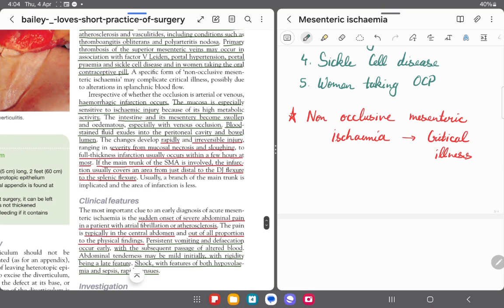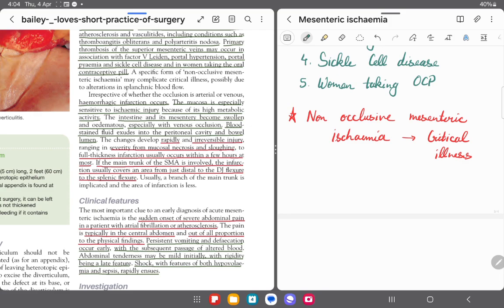Irrespective of whether the occlusion is arterial or venous, hemorrhagic infarction occurs. The mucosa is especially sensitive to ischemic injury because of its high metabolic activity. The intestine and its mesentery becomes swollen and edematous, especially with venous occlusion. Blood-stained fluid exudes into the peritoneal cavity and bowel lumen.